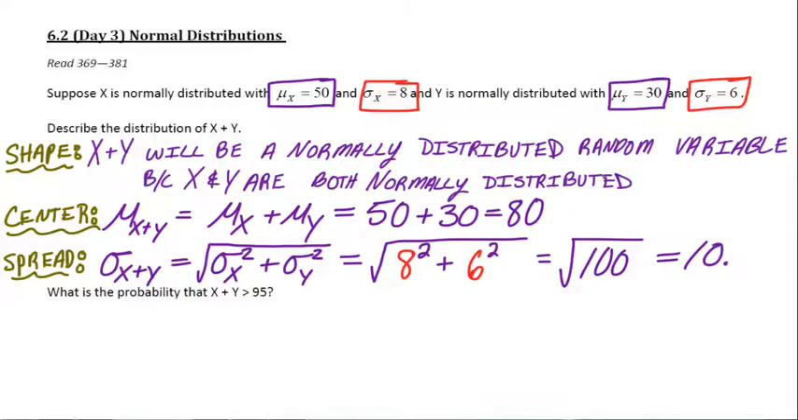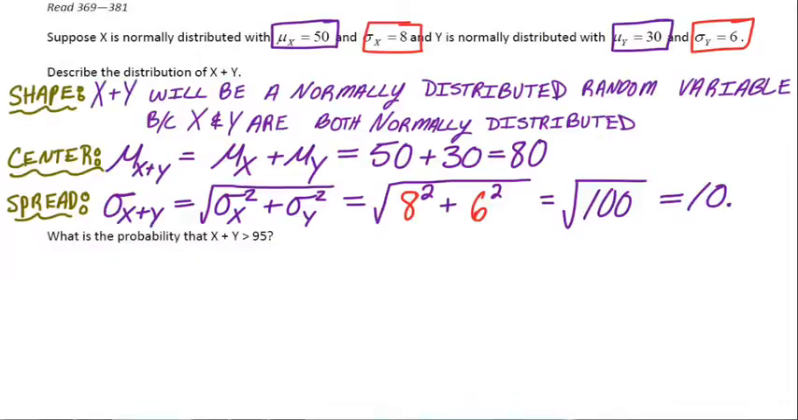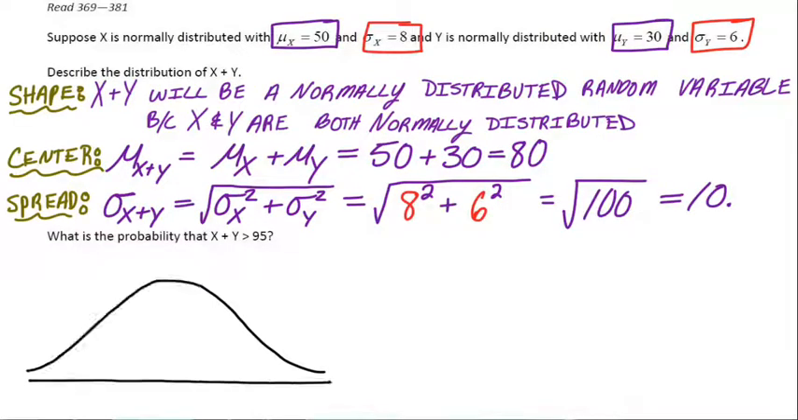So we need that to answer the next question. It says, what's the probability that x plus y is going to be greater than 95? Thankfully, we're really good at answering these normal distribution questions by now. So we know that the distribution is normal. So let's start with that. We know it's normal. We draw a normal curve, and we know the mean, and we know the standard deviation. So we can label this curve.